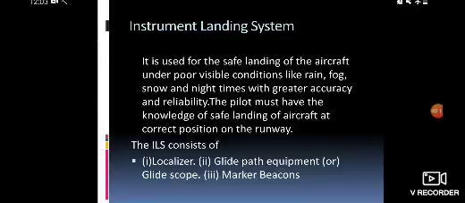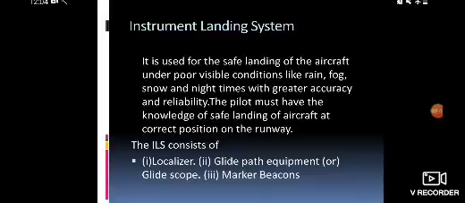Okay, what is the use of this? It is mainly used for safe landing of the aircraft. For what purpose? Whenever the conditions for landing are poor, like rain, fog, snow, and night times. In order to get greater accuracy and reliability of safe landing of our aircraft, we use the instrument landing system.